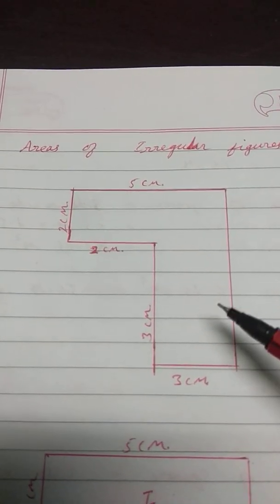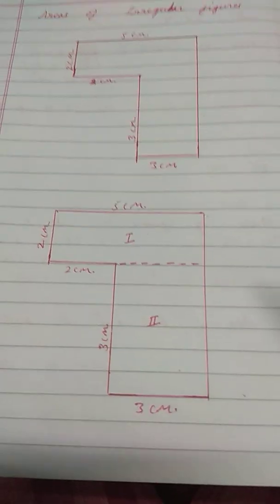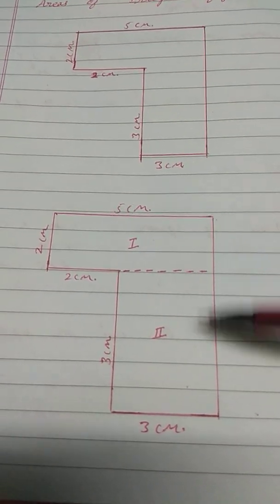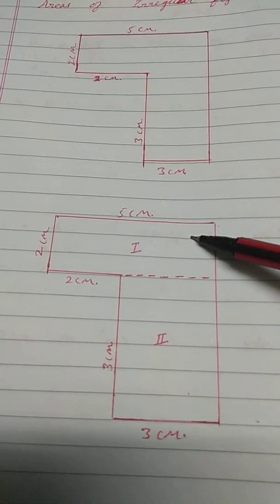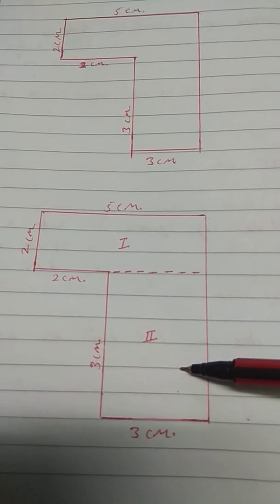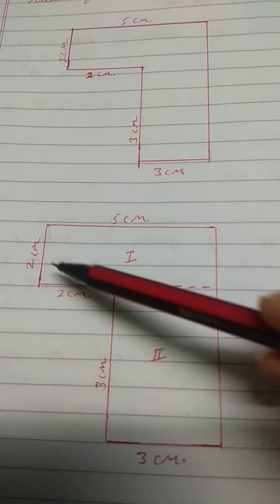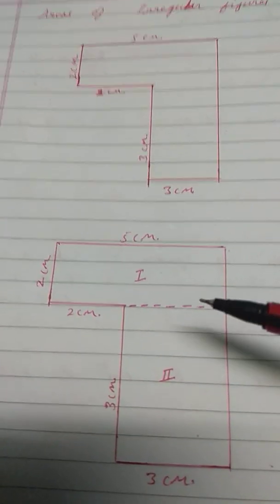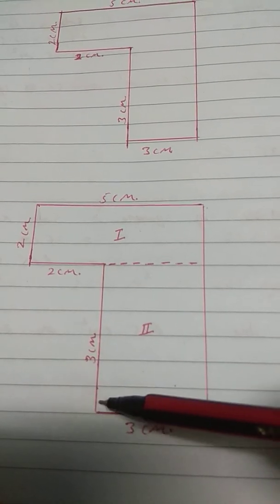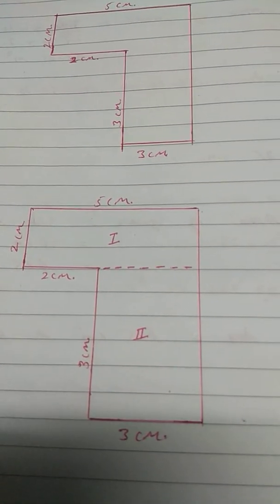Like in this figure, I'll divide it into 2 parts. This is the first part and this is the second part. This one is a rectangle and this one is a square. The sides of this rectangle will be 5 centimeter into 2 centimeter. And the sides of this figure will be 3 centimeter into 3 centimeter.